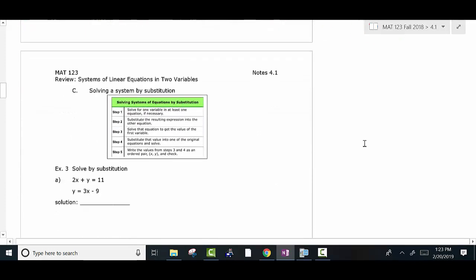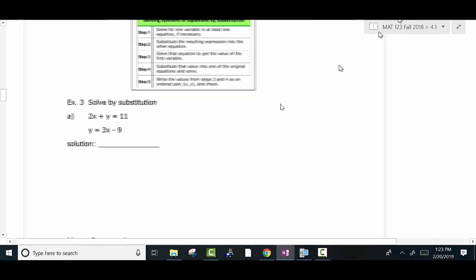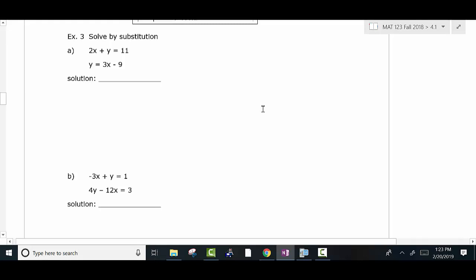A better way is to do substitution. So that's what I'm going to look at on the next page, and then we'll focus on elimination. Okay, so we're not going to graph these. The reason graphing is the worst way is because sometimes your point is fractions and decimals and you can't figure it out. Okay, you can always figure it out this way.